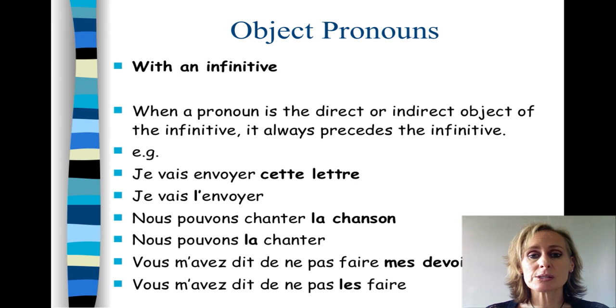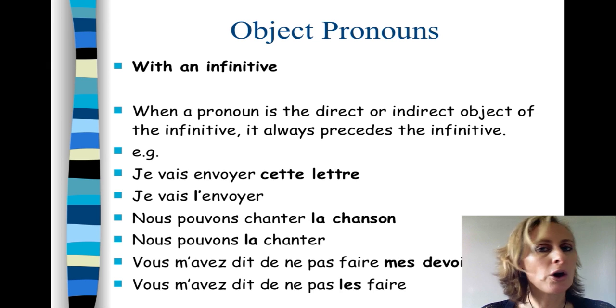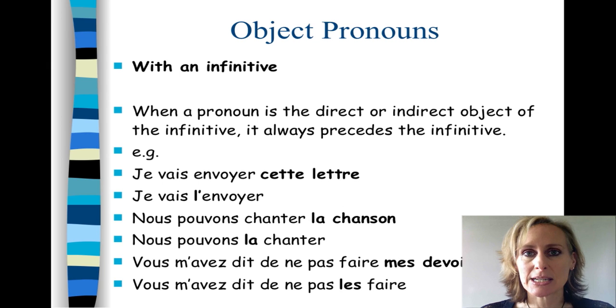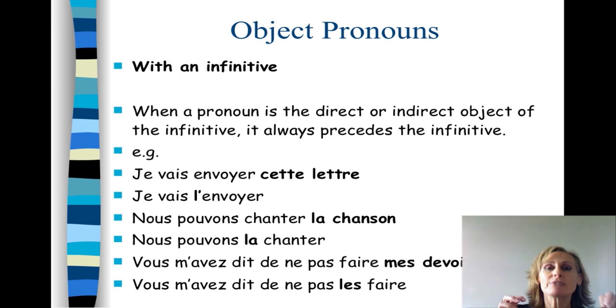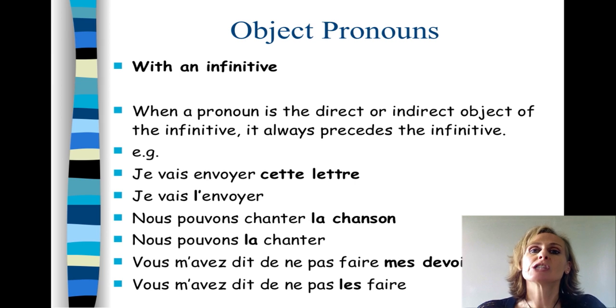What verb is cette lettre attached to? What's happening to the letter? Is it going? No, it's being sent. So envoyer is the relevant verb. So la must come before envoyer. That's the verb it's attached to. So it must come before that verb. Okay, so it's je vais l'envoyer.